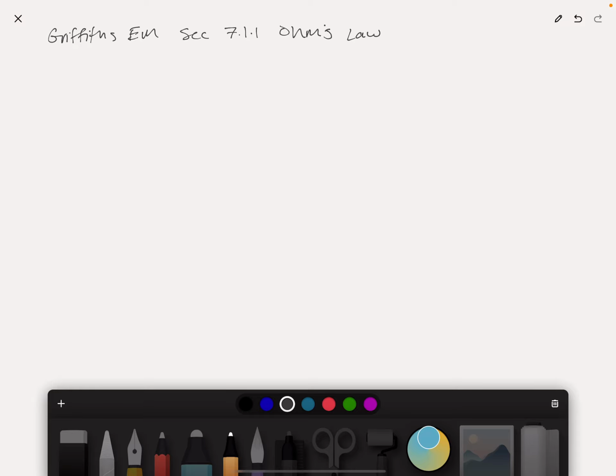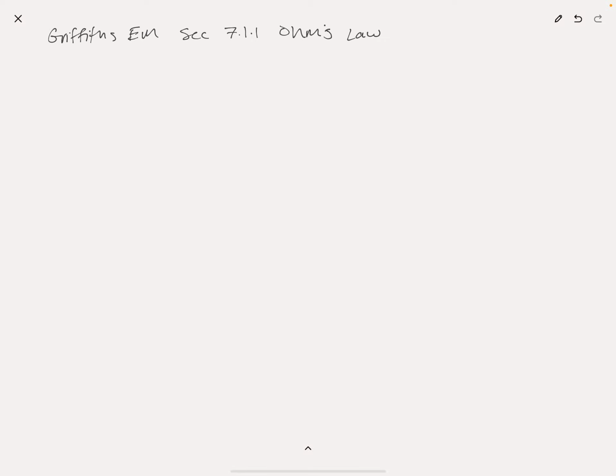This is Griffiths E&M section 7.1.1, Ohm's Law. So we talked about how current was really just a bunch of charges that move with some speed. Okay, so how do you get charges to move? Well, you have to apply a force.